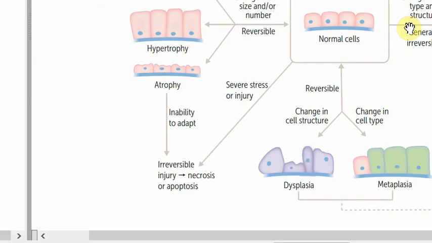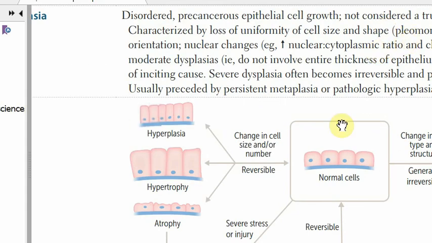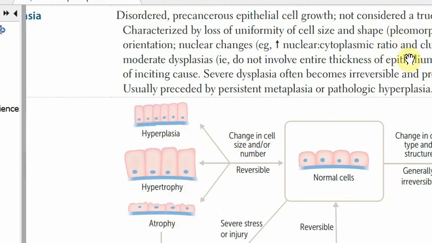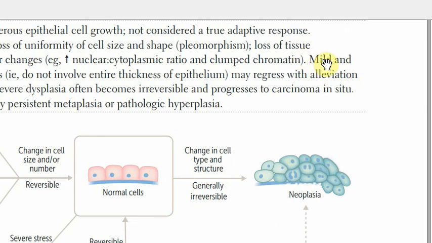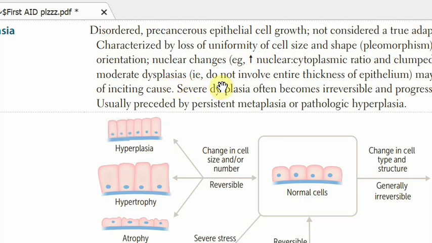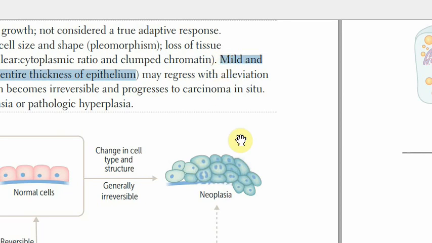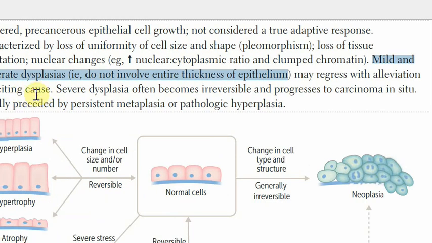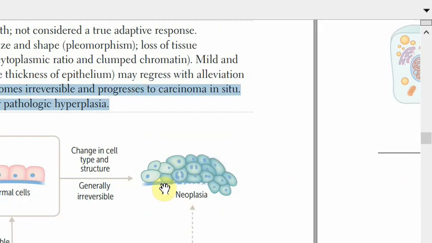So the next thing we are going to speak about is the following. So we have normal cells that change in cell size and structure. It's here, we'll speak about it in a moment. I'm sorry, we need to finish this first. So mild and moderate dysplasia do not involve the entire thickness of the epithelium. We said that it's only the first 1 and 2 layers. They may regress with alleviation of the initiating cause. So if you remove the initiating cause, the thing that is leading to the stress, it will become better, basically.